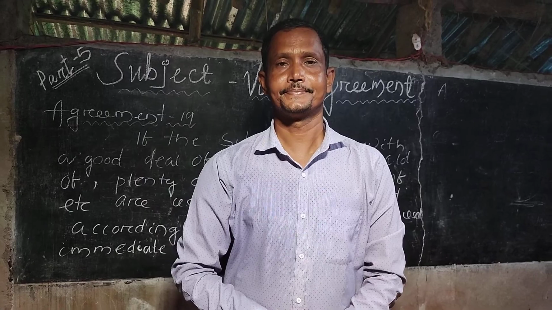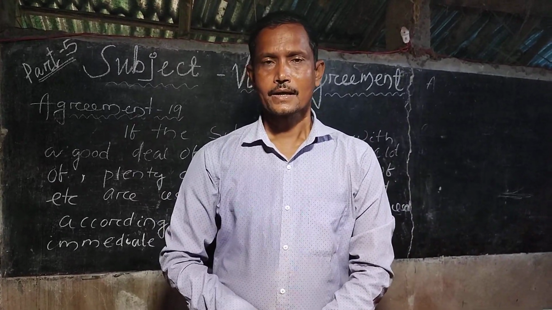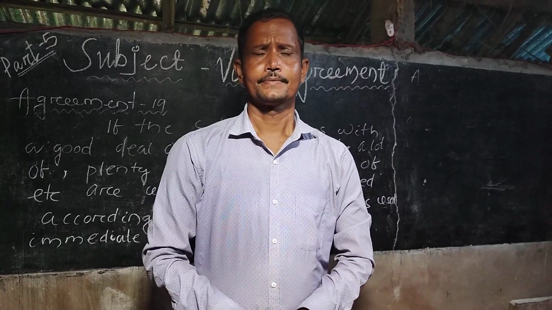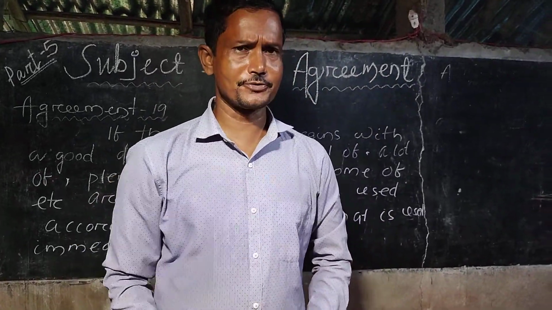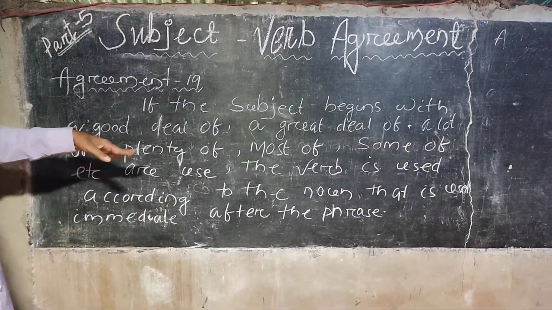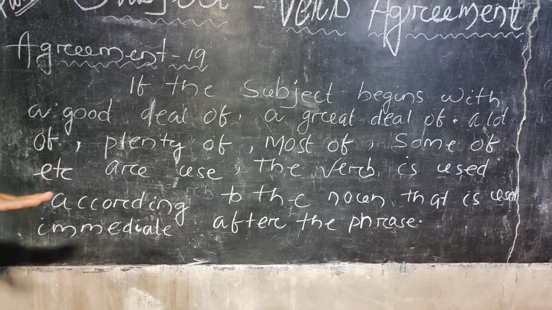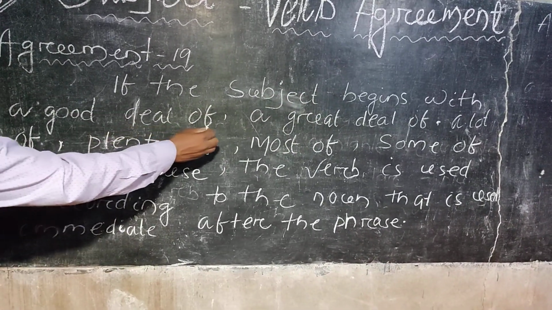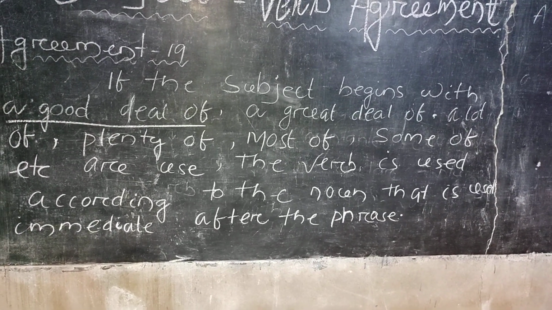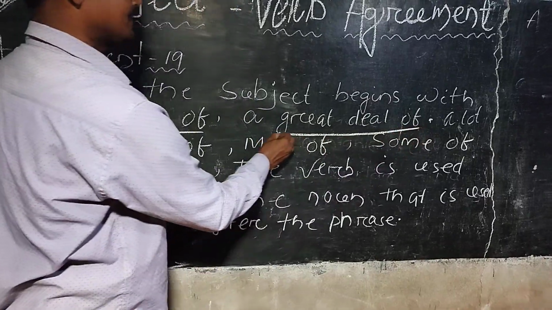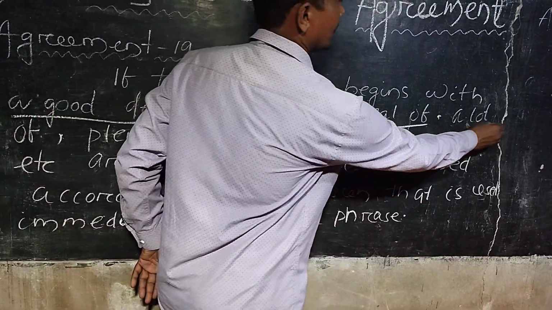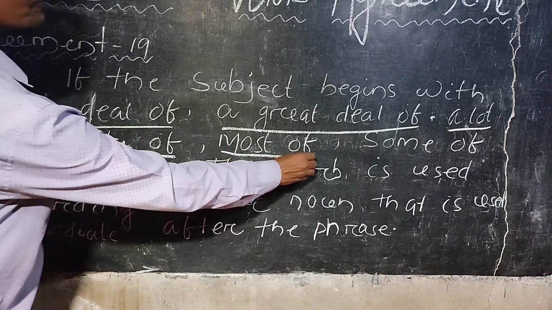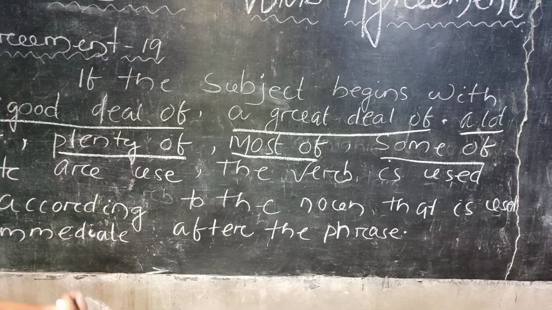Agreement number 19. And what is it about? If a subject begins with the phrase plenty of, most of, a great deal of, a good deal of, some of, etc. Once again, if the subject begins with these phrases, that means a good deal of, a great deal of, a lot of, plenty of, most of, or some of, etc.